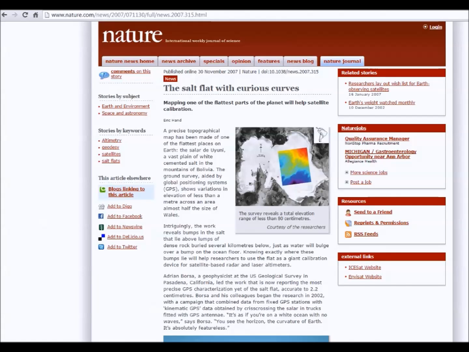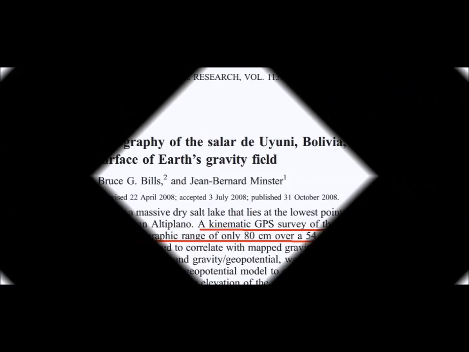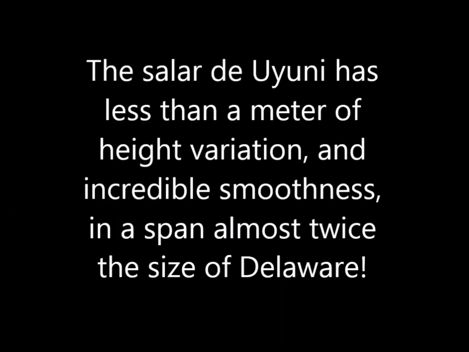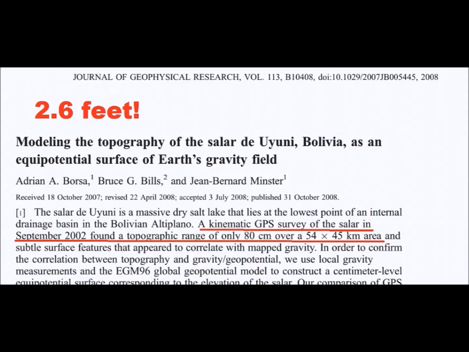And it is deemed to be the flattest place on planet Earth. It only varies by less than a meter in elevation differences, yet it's larger than many countries. Almost twice the size of Delaware, yet only about 80 or 90 centimeters of elevation difference across this huge expanse. Here's the Journal of Geophysical Research, volume 113, talking about how 80 centimeters difference in this entire area of difference of elevation.